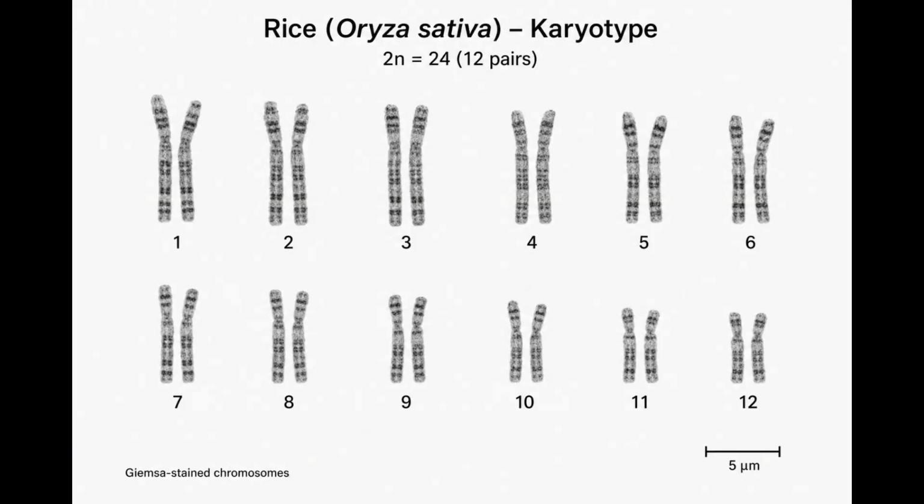It has one of the smallest genome sizes among cereal crops, about 430 million base pairs. This small size is why rice became the first crop plant to be fully sequenced, and it is used as a model organism to study genetics for all other crops. Here, you can see the picture showing the karyotype or arrangement of rice chromosomes.